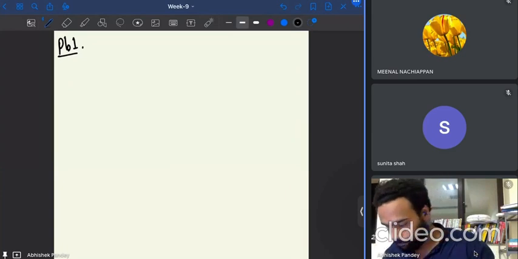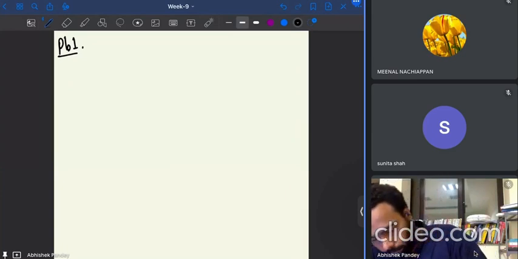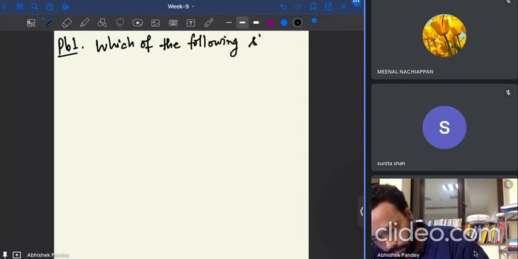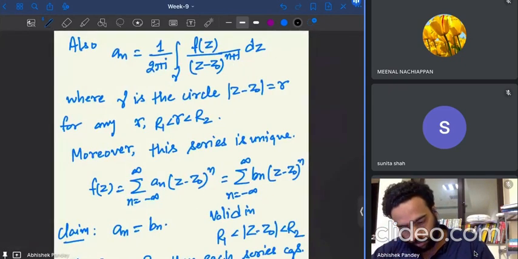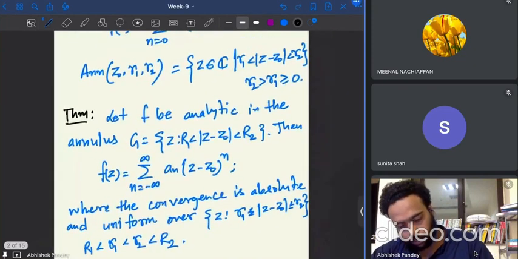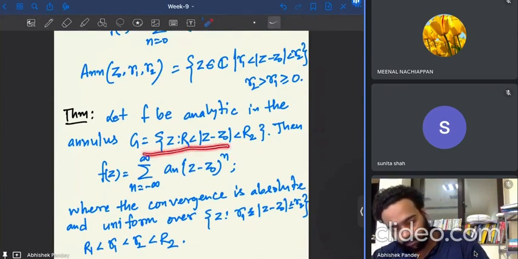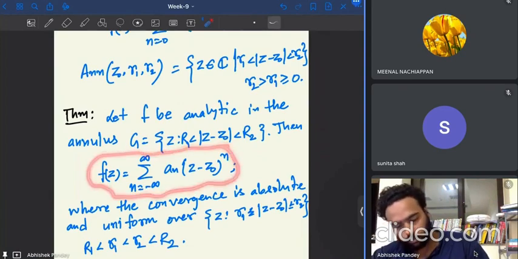Okay, so which of the following statements are true? The first one is that this is known as the Laurent series expansion around z naught. Okay, so this is called the Laurent series expansion of f around z naught, or you can say about z naught.